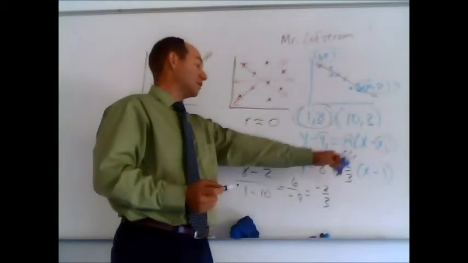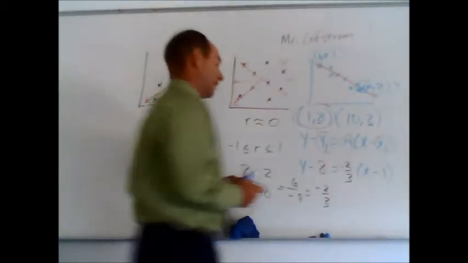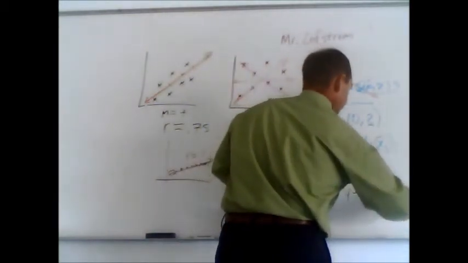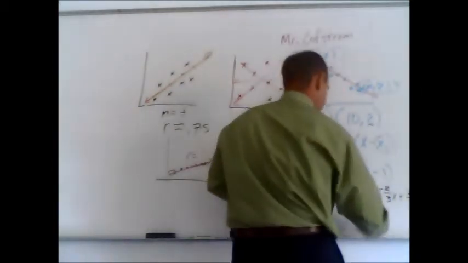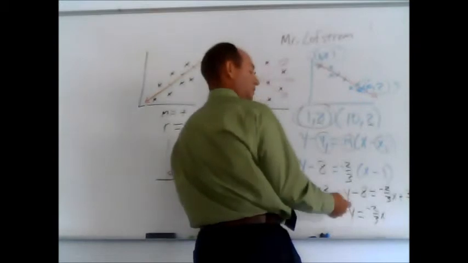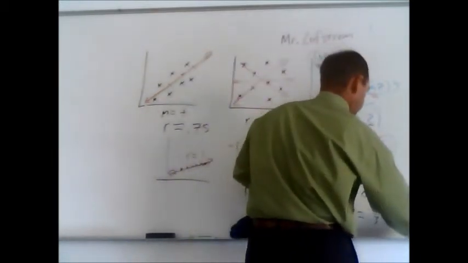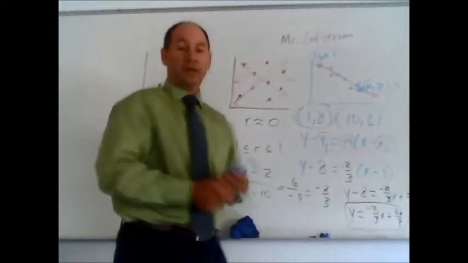So that, if we do algebra, will give us the equation of that line. Say y minus 8 is -2/3 times x plus 2/3. And then I add 8, y equals -2/3 x. And 8 plus 2/3, that's going to be 24/3, is going to be 26/3. So there is the equation of that line.